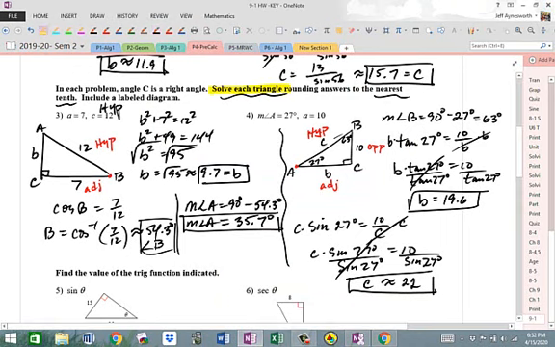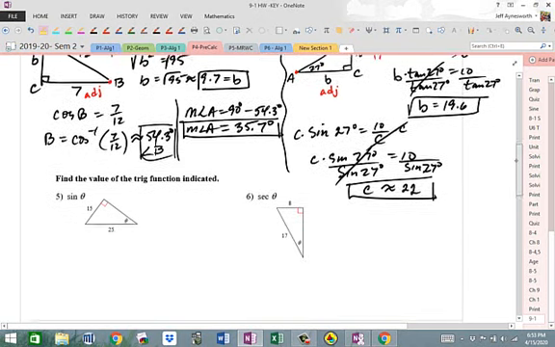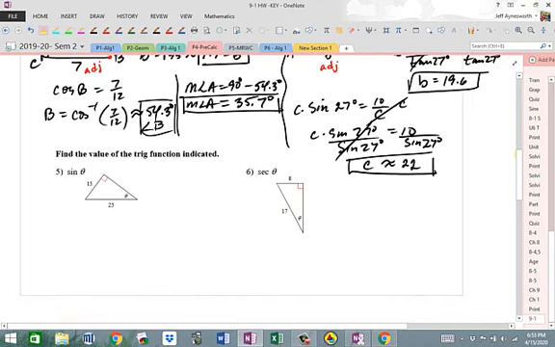Whenever it says that, and you're going to see this throughout the chapter here, whether we work with right triangles or non-right triangles, which is where we're headed, you have to find all three sides and all three angles. The last two problems are simple. It just says find the trig value of the indicated function. And this relies upon your definition of sine. So sine is the opposite divided by hypotenuse, cosine adjacent divided by hypotenuse, and tangent opposite divided by adjacent.